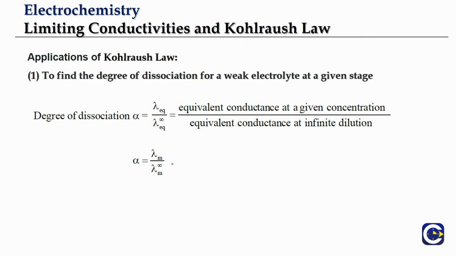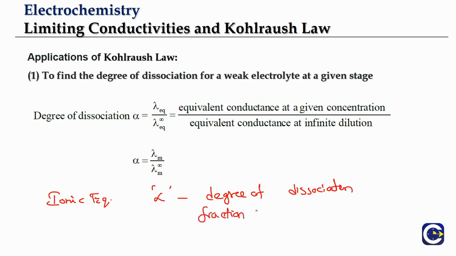Now what are the applications of the Kohlrausch law? The applications are pretty interesting, because if you remember in the ionic equilibrium chapter of +1, we would have been talking about alpha. Alpha is what? The degree of dissociation or fraction of dissociation. So using this alpha, we will decide the dissociation constant of the acid, dissociation constant of the base, and so on and so forth. So how do we find the alpha value for the electrolytes?